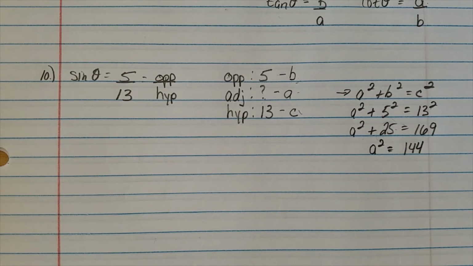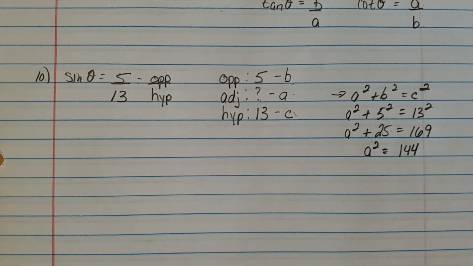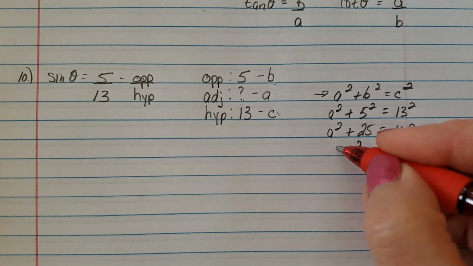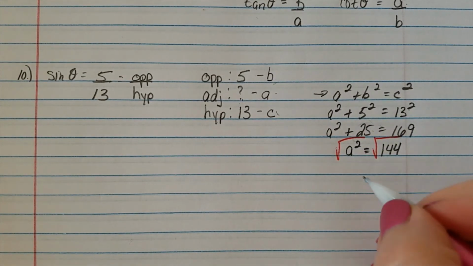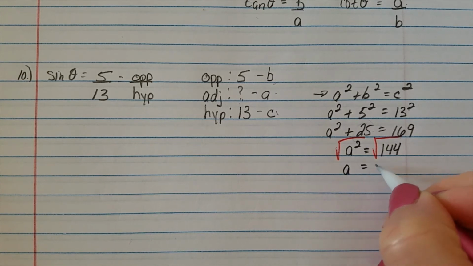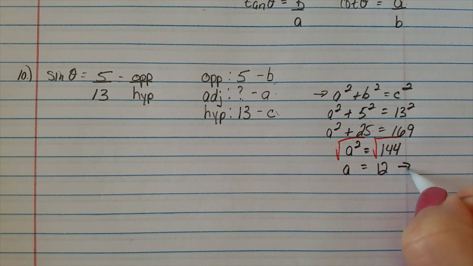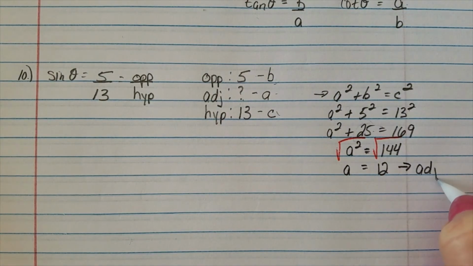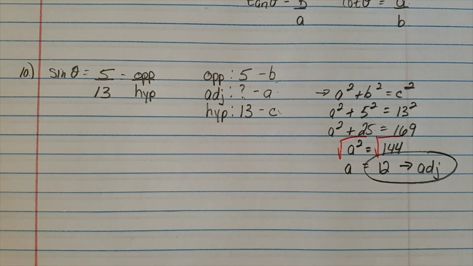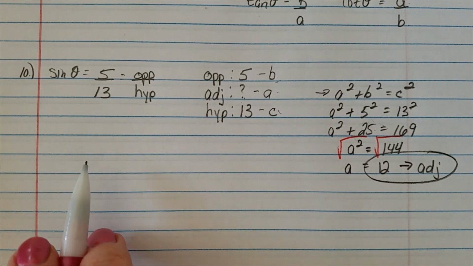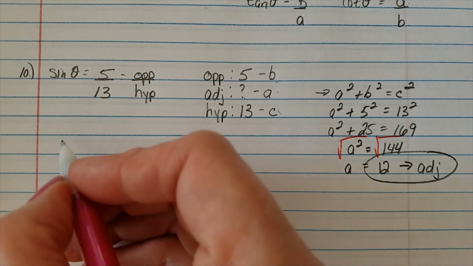Now we need to undo a square. To undo a square, we take the square root. A equals the square root of 144, which is 12. So this is my adjacent side. Now that I know the adjacent, let's go ahead and do my other trig ratios.